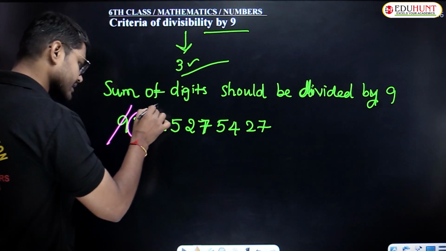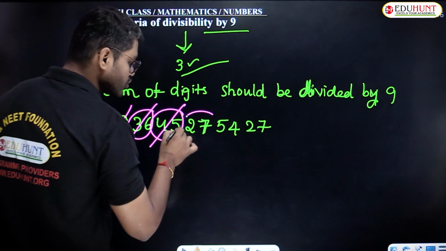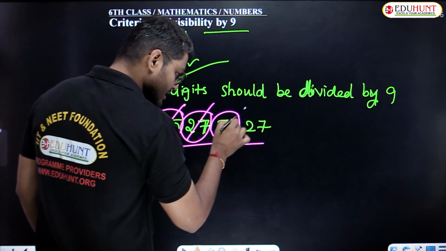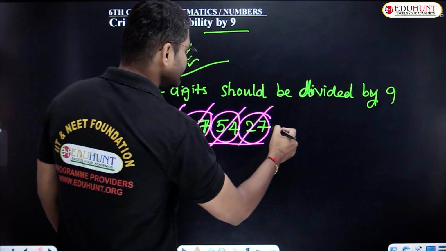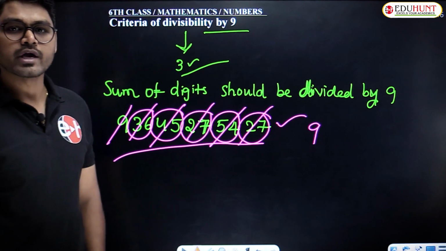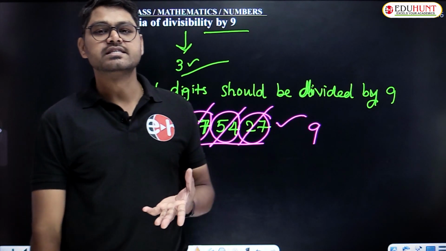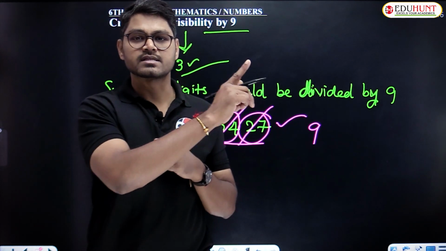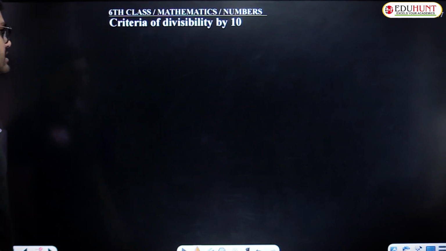3 plus 6 is 9, yes, it is divisible. 5 plus 4 is 9, it is divisible. 2 plus 7 is 9, it is divisible. 5 plus 4 is 9, and 2 plus 7 is 9, it is divisible, then this whole number is divisible by 9. Did you understand? Yes, if the sum of digits is divisible by 9, then the whole number is divisible by 9. Okay, let's move on to the next one.